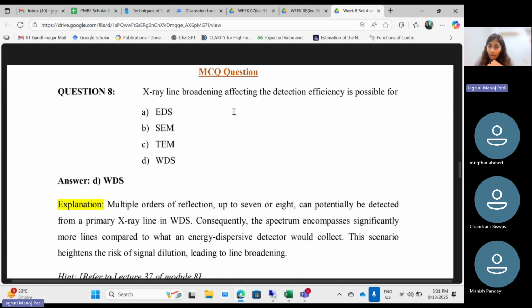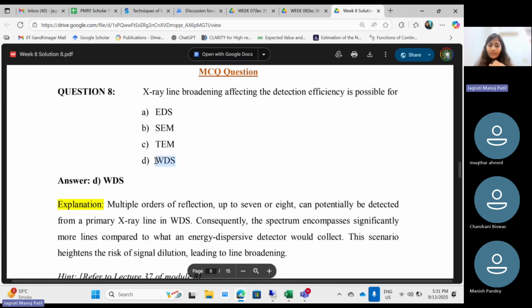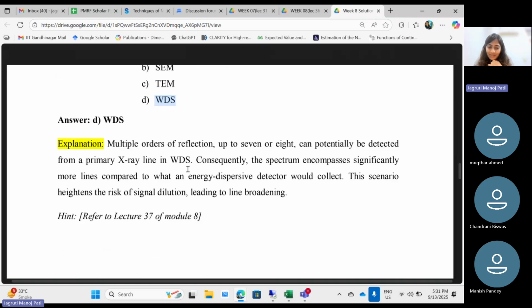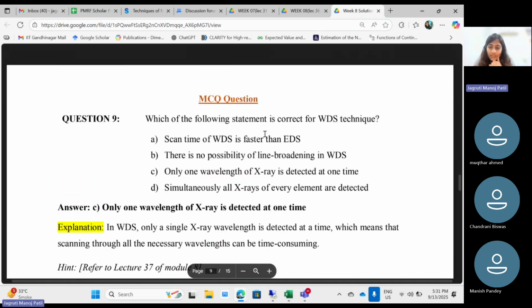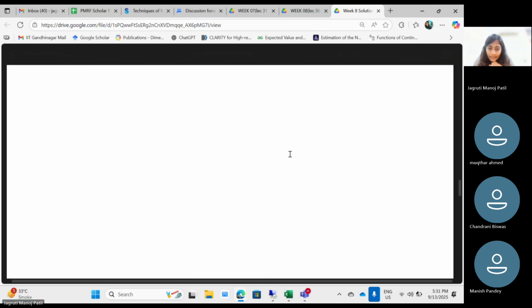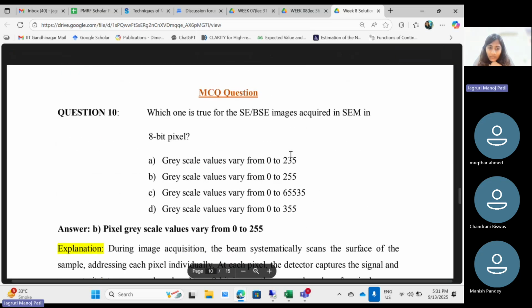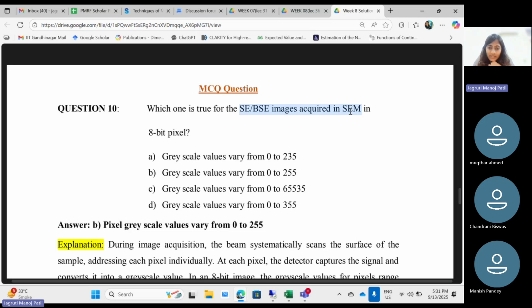And we have X-ray broadening affecting the detecting efficiency, which one utilizes to image it. Okay. And then we have the ninth question: which of the following statements is correct for this particular technique? You only have one wavelength detected at a time for WDS, not for EDS. Then we have: which one is true for images acquired in SEM in an 8-bit pixel.